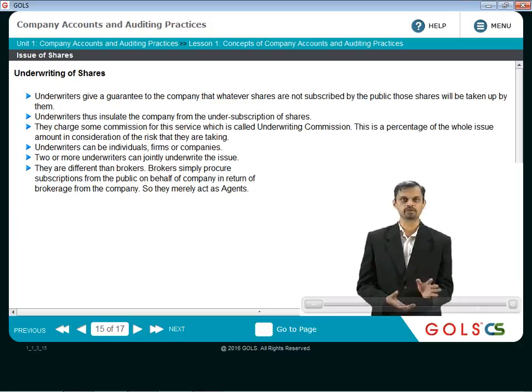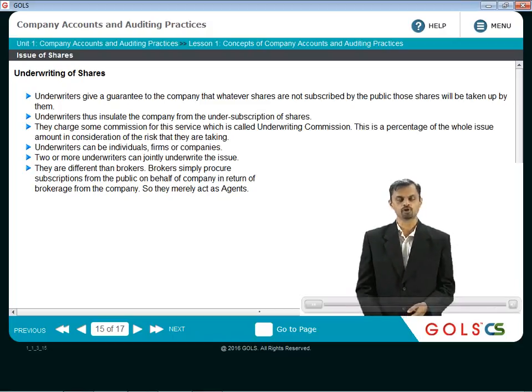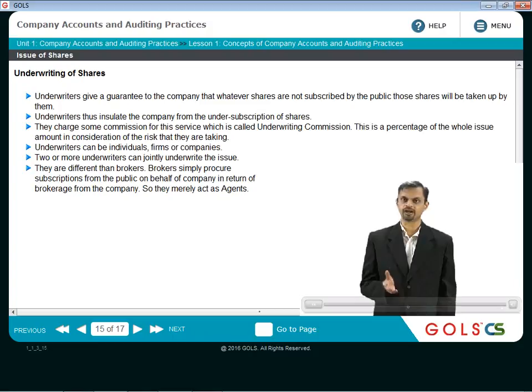So brokers do not give any guarantee to the company that the shares will be taken up by anybody or by the brokers. So if the people do not take up the shares, brokers are not going to take up the shares of the company. So the brokers merely act as agents of the company, whereas underwriters are actually taking up the responsibility of buying the shares in case of under subscription. So brokers get brokerage, underwriters get underwriting commission.